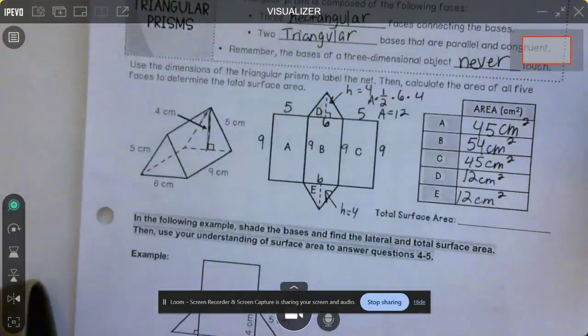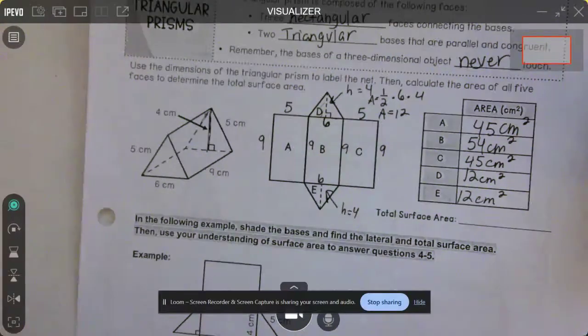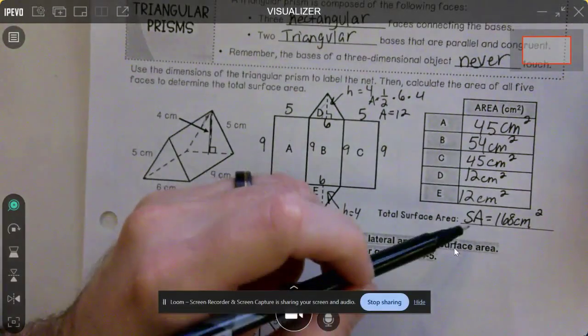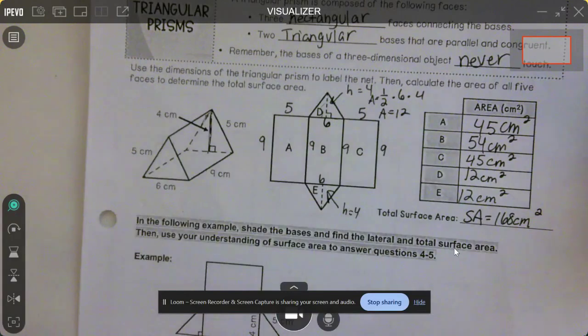So go ahead and pause the video and add all those areas up. All right, and you should get a total surface area of 168 centimeters squared.